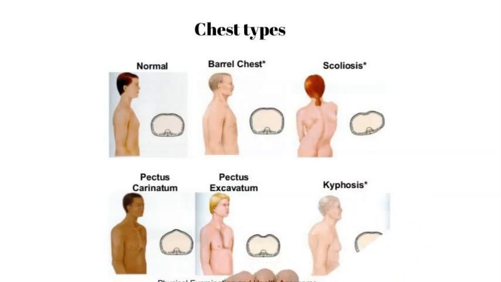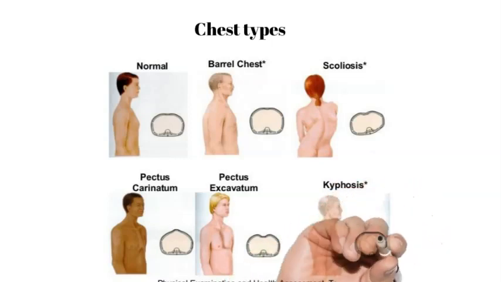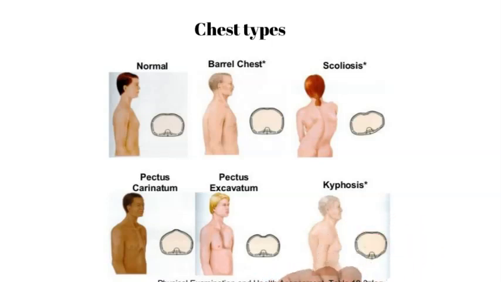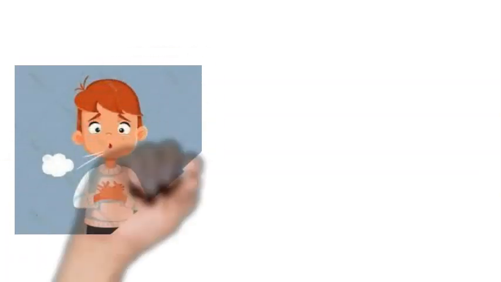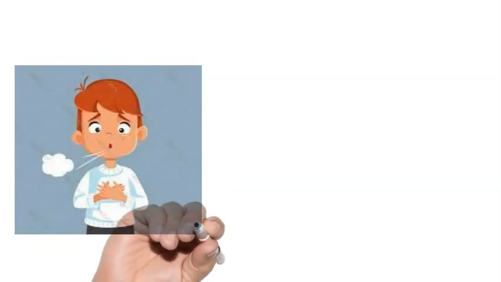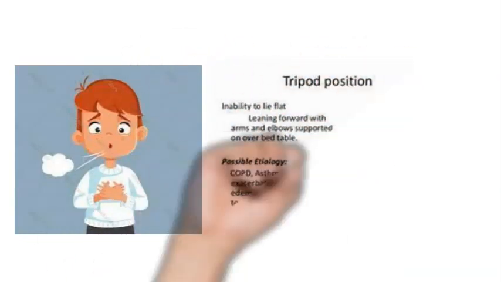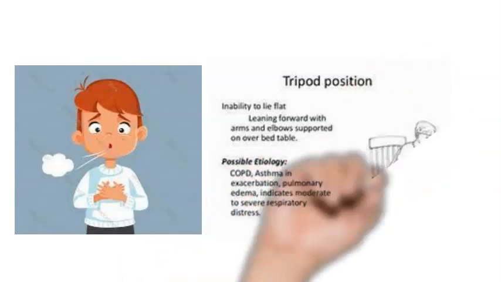It is important to document any signs of barrel chest during a thorax and lung assessment and report them to a healthcare provider for further evaluation and treatment. Breathing difficulty, also known as dyspnea, can present in various ways depending on the underlying cause. A patient may feel like they are struggling to catch their breath, experience shortness of breath, or feel like they cannot take a deep breath. They may also exhibit chest retractions, which are visible inward movements of the chest during breathing.